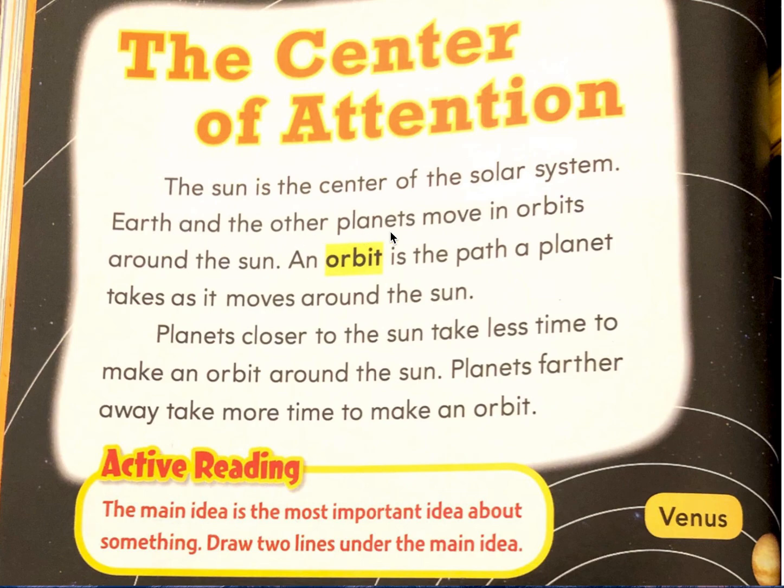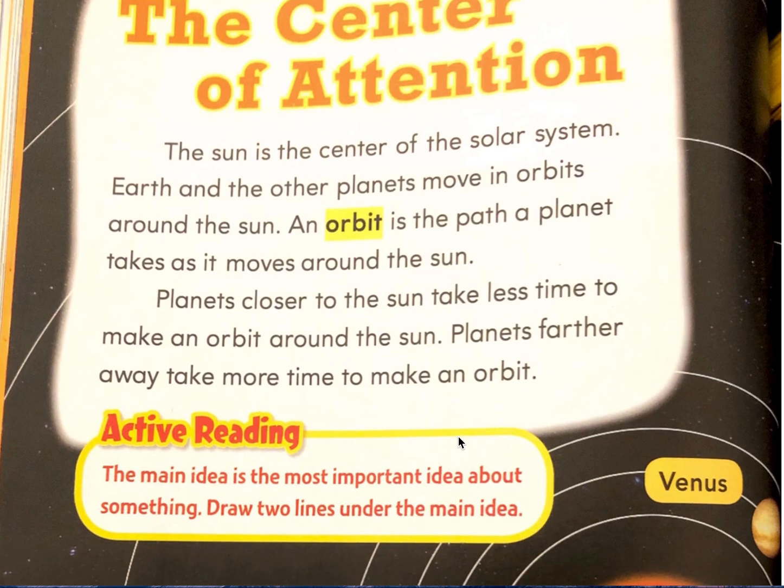Let's read. The sun is the center of the solar system. Earth and other planets move in orbits around the sun. An orbit is the path a planet takes as it moves around the sun. Planets closer to the sun take less time to make an orbit around the sun. Planets farther away take more time to make an orbit.